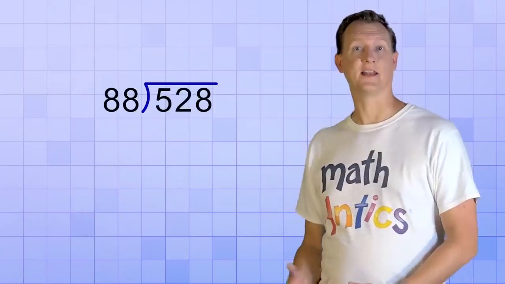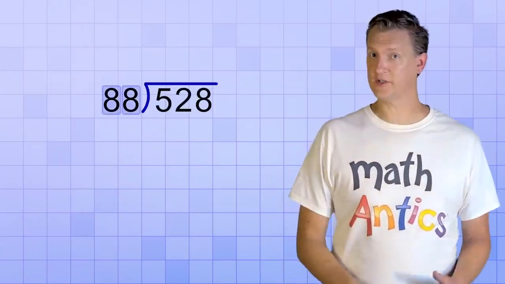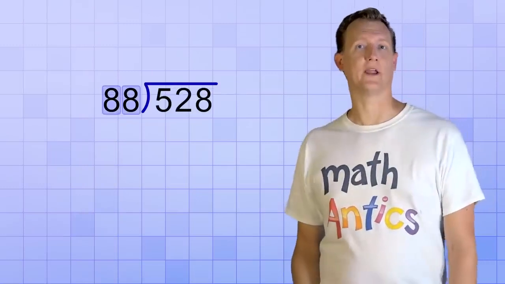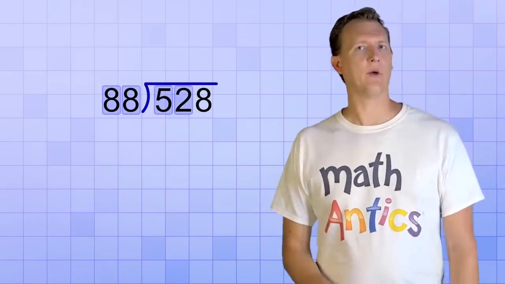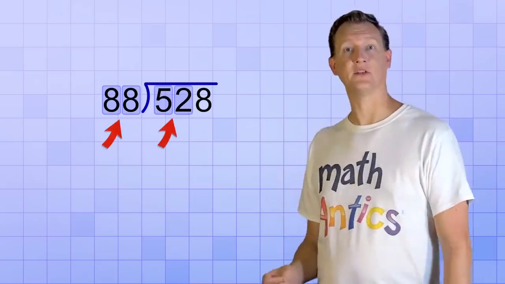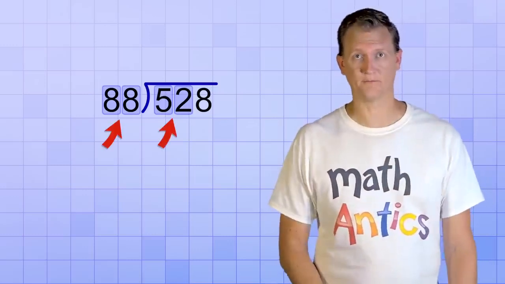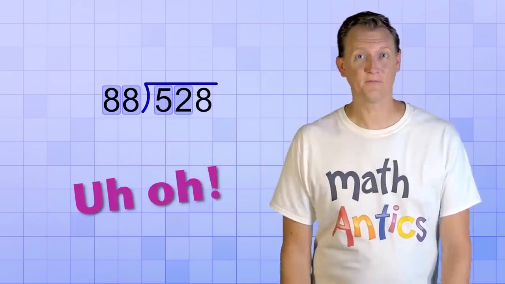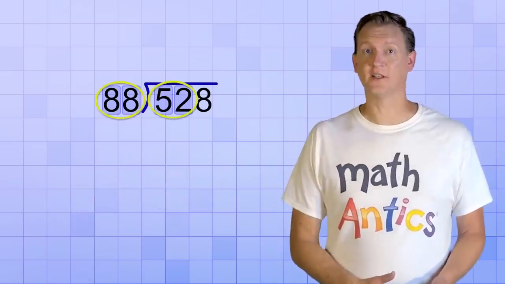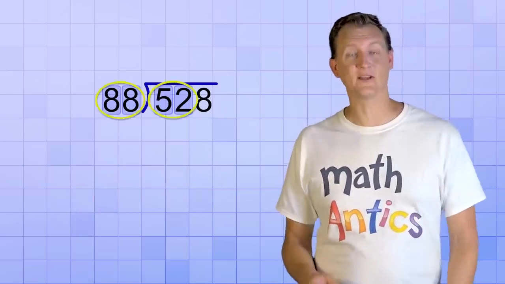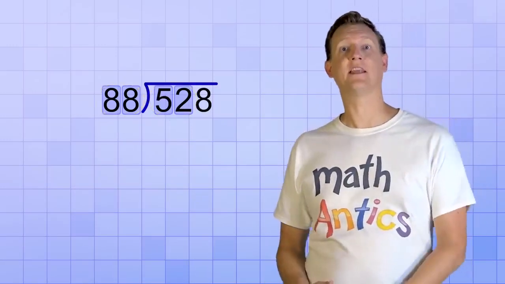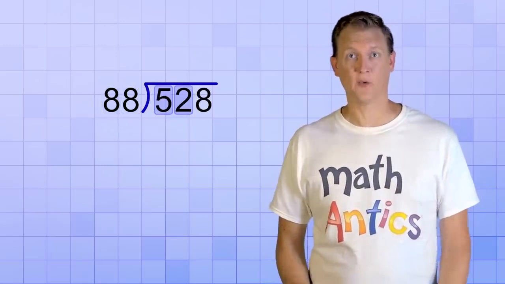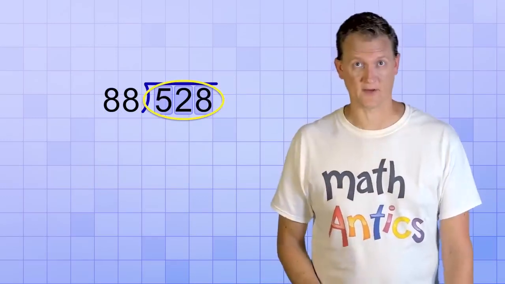Now let's have a look at the next problem. It's also got a 2-digit divisor, so we'll start the same way. We'll start with a 2-digit chunk of our dividend and ask, how many 88s will it take to make 52 or almost 52? Uh-oh, see the problem? Even though both are 2 digits, this won't work because 88 is already greater than 52. And that means we're going to have to take an even bigger chunk of this dividend. We need to group the first 3 digits together.